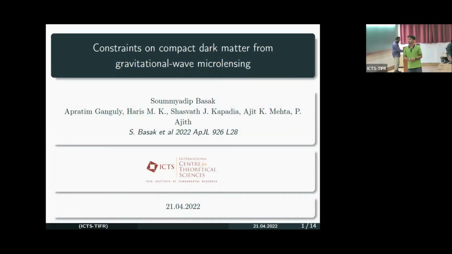So I'll be talking about our work, Constraints on Compact Dark Matter from Gravitational-Wave Microlensing. This work is done in collaboration with all the people mentioned here. And for your reference, this is the publication of our work.